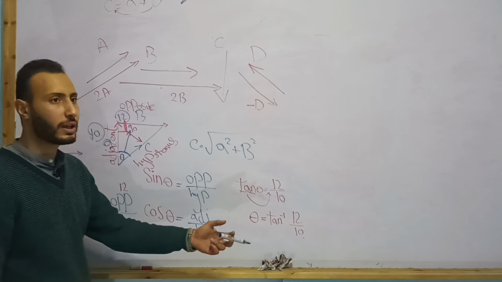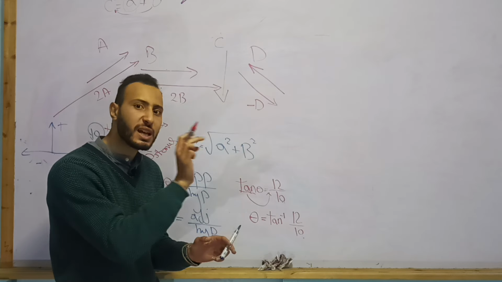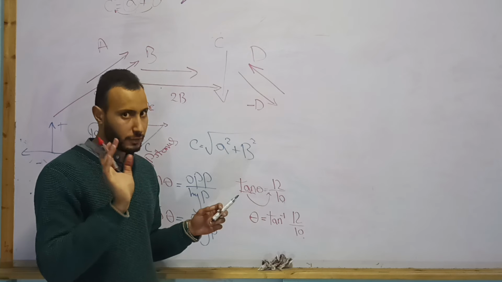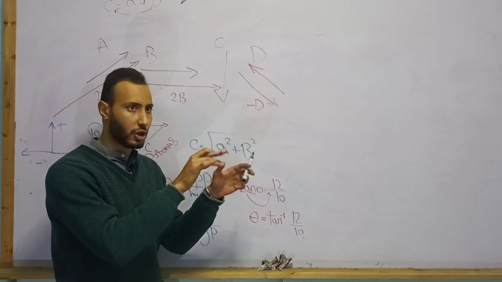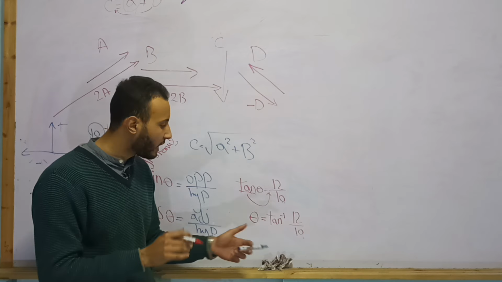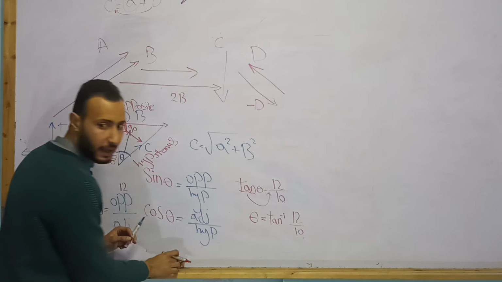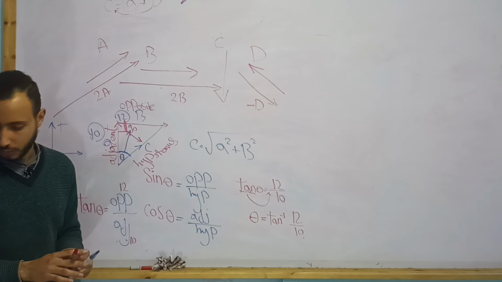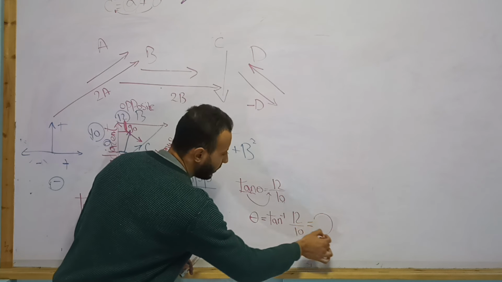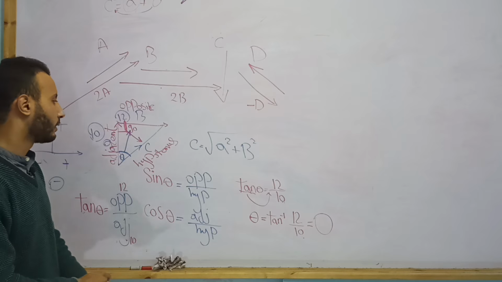And you can do it by your calculator. To write the tan inverse in your calculator, it is shift tan. Do not forget, if you just type tan 12 over 10, the answer will be wrong. You have to write shift tan 12 over 10 to get this angle. I don't know the angle right now, but you can do it by your calculator: shift tan 12 over 10.